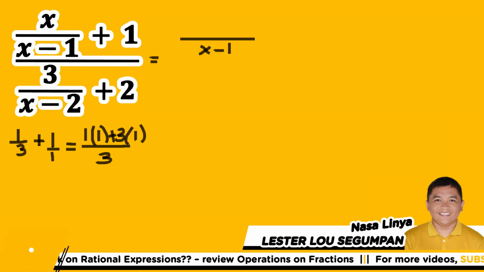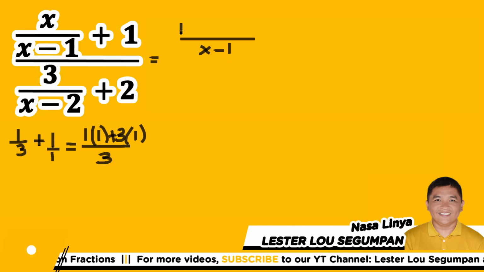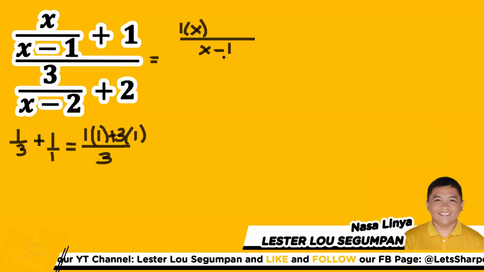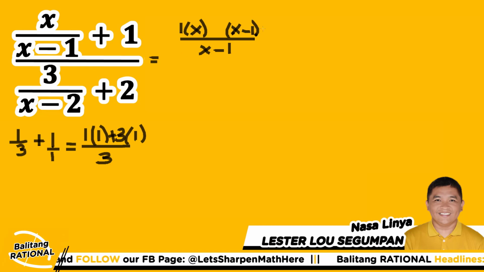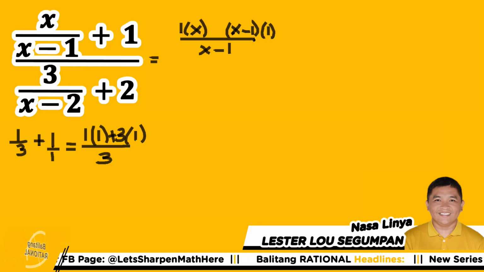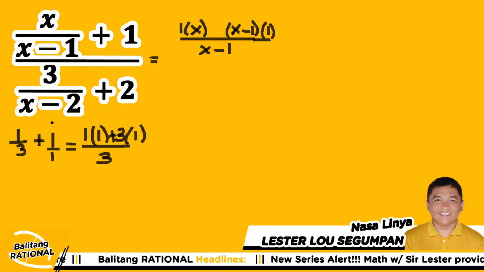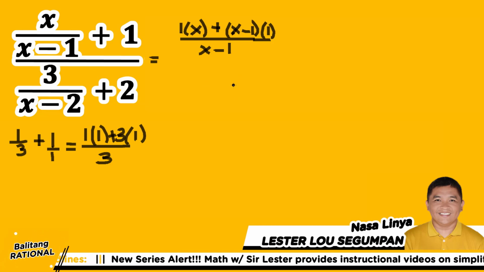Same thing in our original rational expression, x minus 1 divided by x minus 1 is 1. That's the multiplier of your x. And then, x minus 1 divided by the denominator of 1 here, which is 1. So that's the multiplier of x minus 1 for your numerator 1. That's the process po. Kasi nga po, yung 1 natin can be written as 1 over 1, just like this. And the operation here is plus.